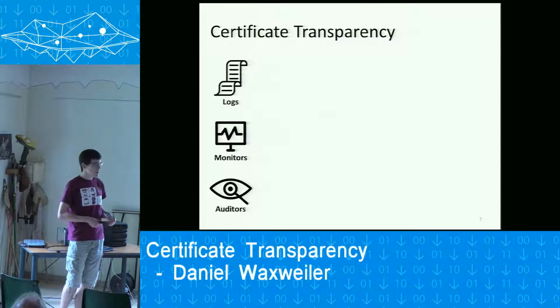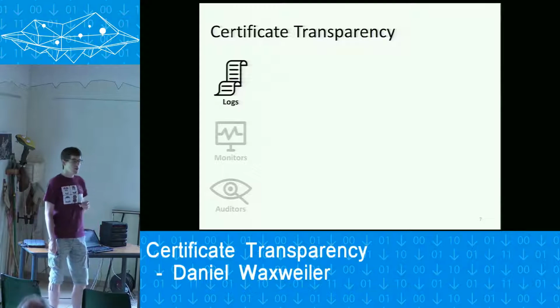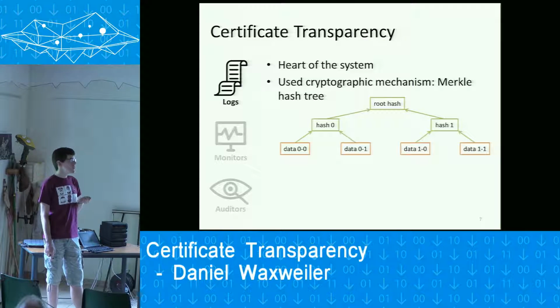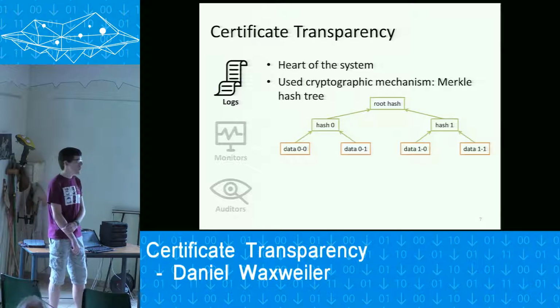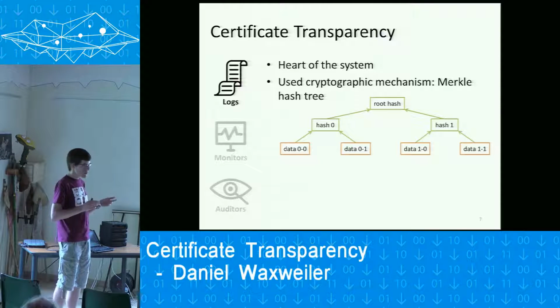Let's have a look at its components. We have three components: logs, monitors, and auditors. The logs are at the heart of the system. They use a cryptographic mechanism called a Merkle hash tree. On the slide, I've put a small Merkle hash tree. The pieces of data are in the leaf nodes, and then in the non-leaf nodes we have hashes. This hash, for example, is calculated from the values of these two pieces of data.